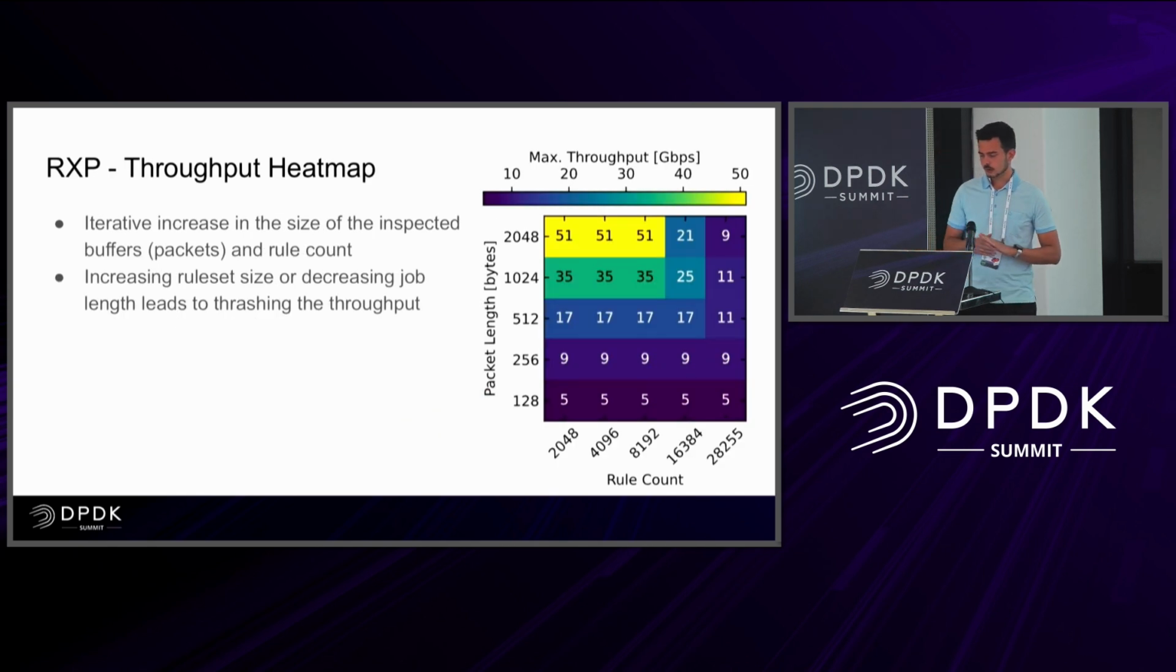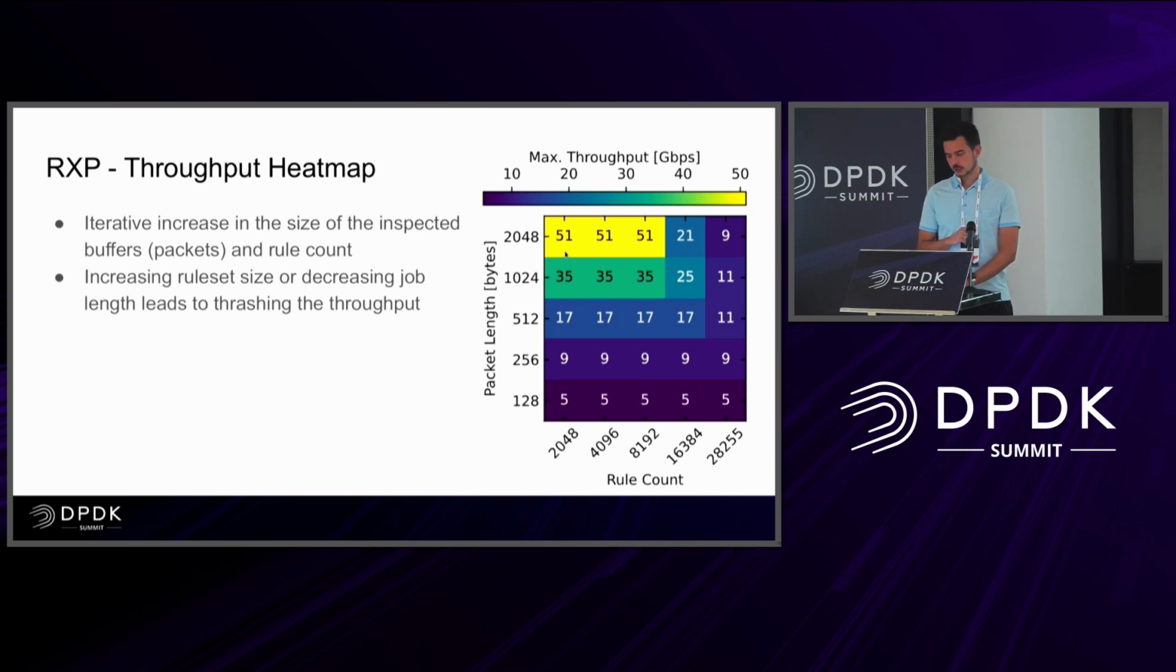And one of the results was this throughput heat map. The X and Y axis are 2 different parameters which we were changing with packetgen, basically, and also the input rule set. So the x-axis is how many rules were loaded into the Regex engine, and y-axis is how long the inspected packet buffers or the input packets were long.